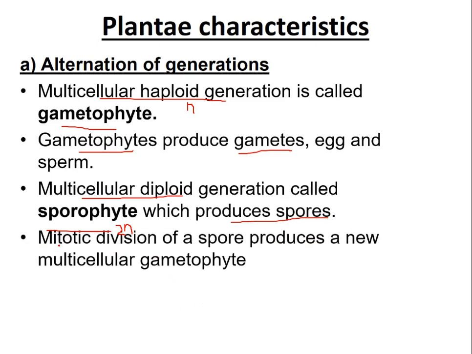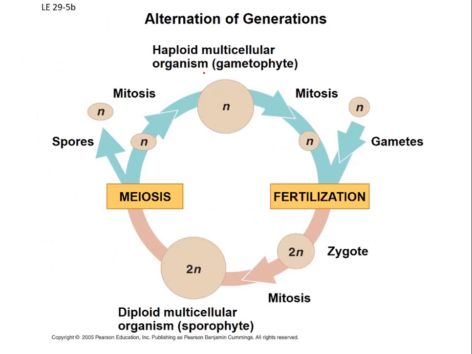Mitotic division of a spore will produce a new multicellular gametophyte. So the spore will undergo mitotic division and produce the gametophyte. Let's see from here. This is the haploid multicellular organism that we call the gametophyte. The gametophyte is haploid, and it produces gametes. The gametes are produced via mitosis, not meiosis. That's why the gametes still have the ploidy number N, haploid.